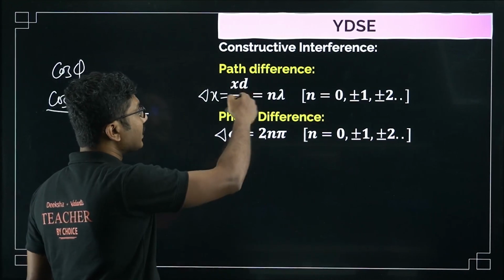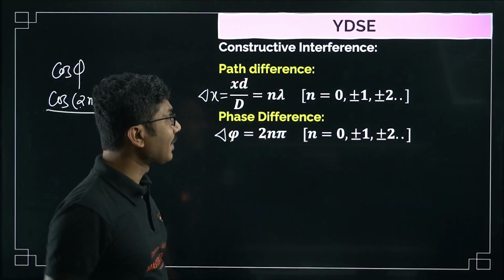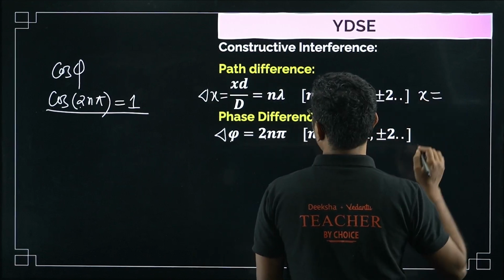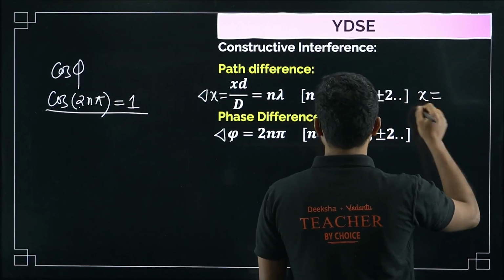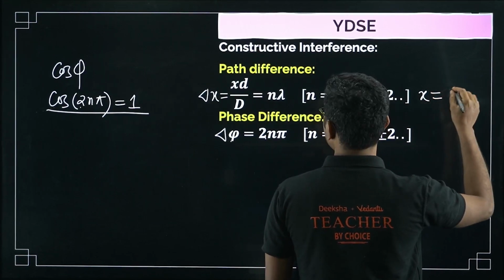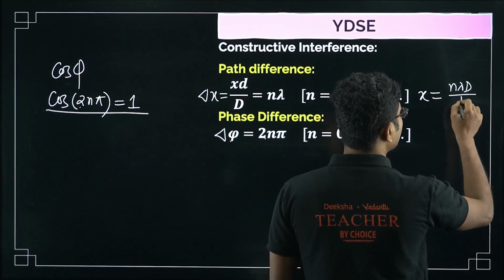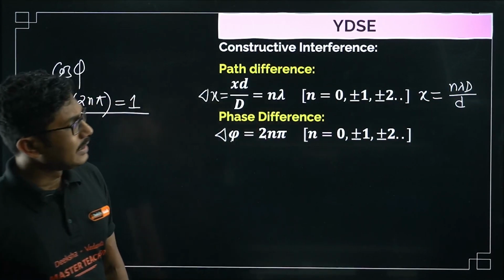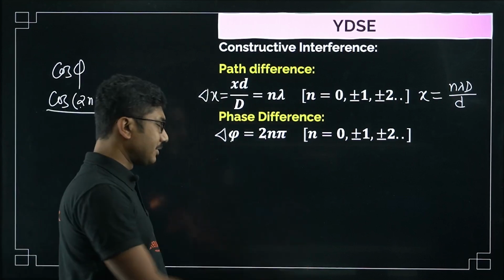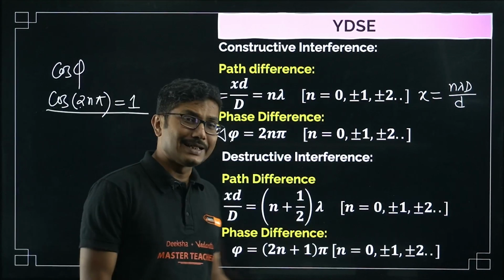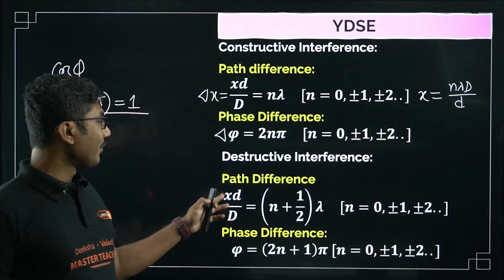In terms of path difference, xd by D equals n lambda. From here you can calculate the position of the interference maximum. This is the position formula. Position for interference maximum is n lambda D by d. Phase difference is pretty simple.